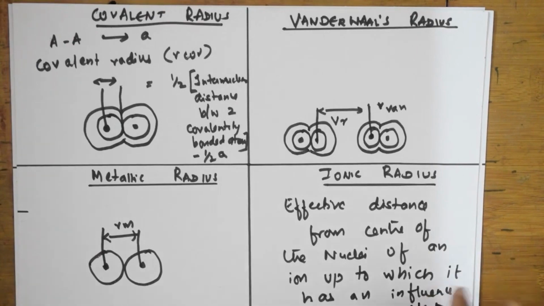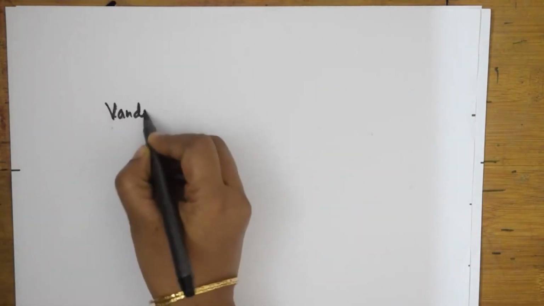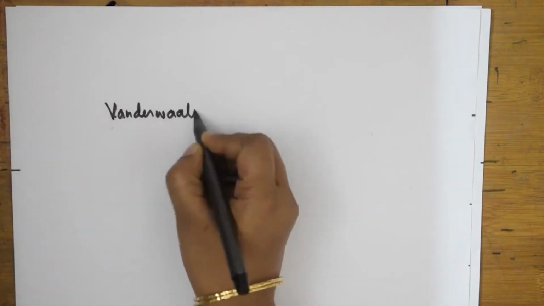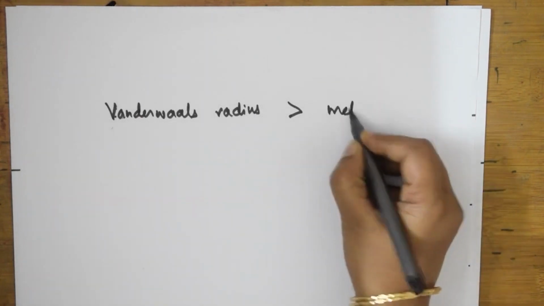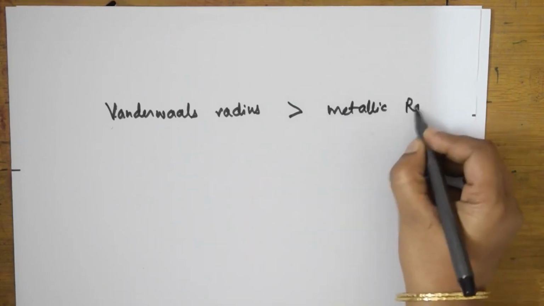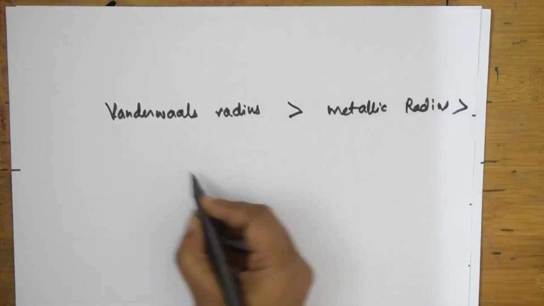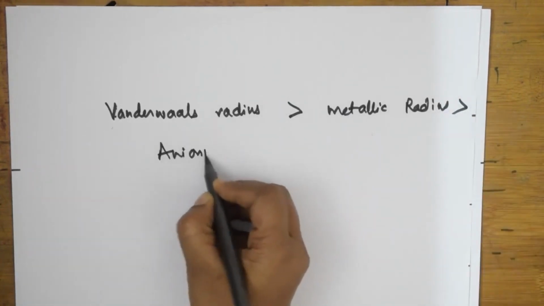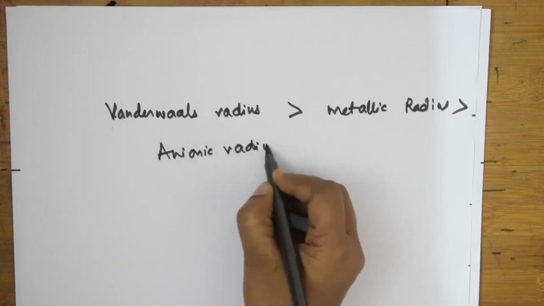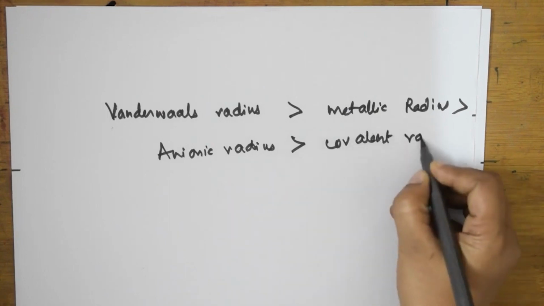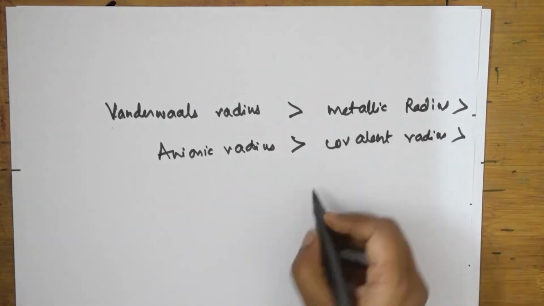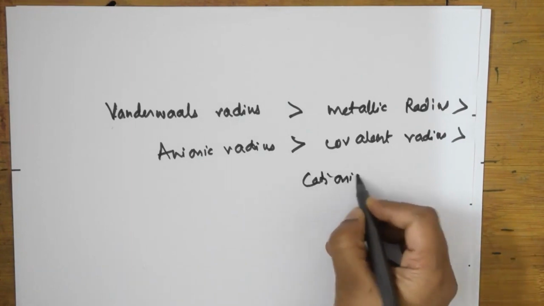So that is called ionic radius. Basically, remember one important thing, students. Always remember: van der Waals radius is greater than metallic radius, which is greater than anionic radius, which is greater than covalent radius, which is greater than cationic radius.